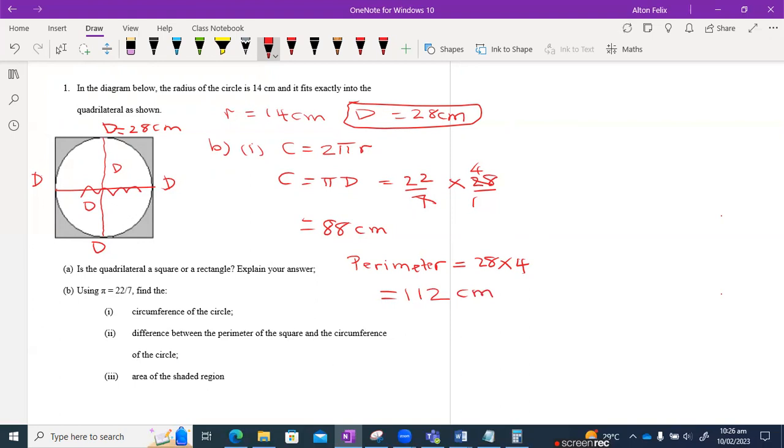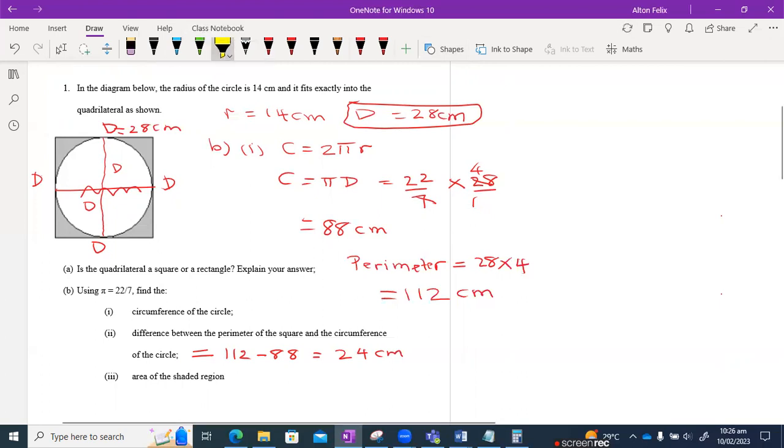And the difference will be 112 minus 88. And this will give us 24. What's the area of the shaded region? Okay, so I'm glad you asked.